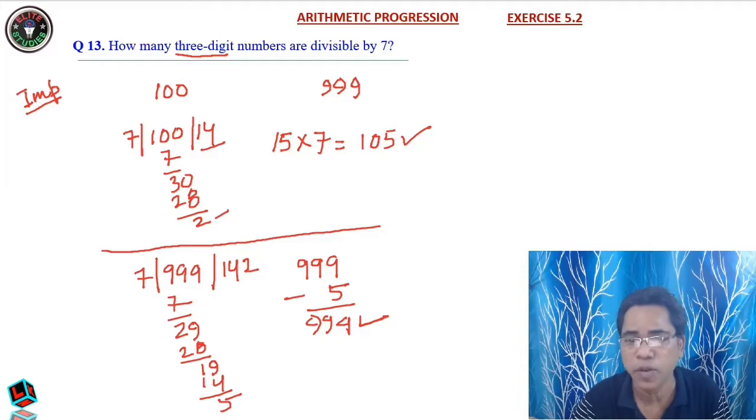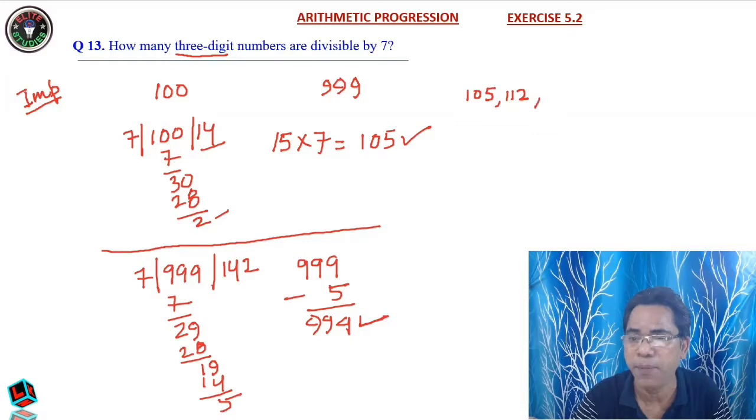Now what to do? Now how many? So therefore the series is what? The first 3-digit number which is divisible by 7 is 105. The next will be 112, isn't it? Because in the case of divisibility, the difference will be 7 only.